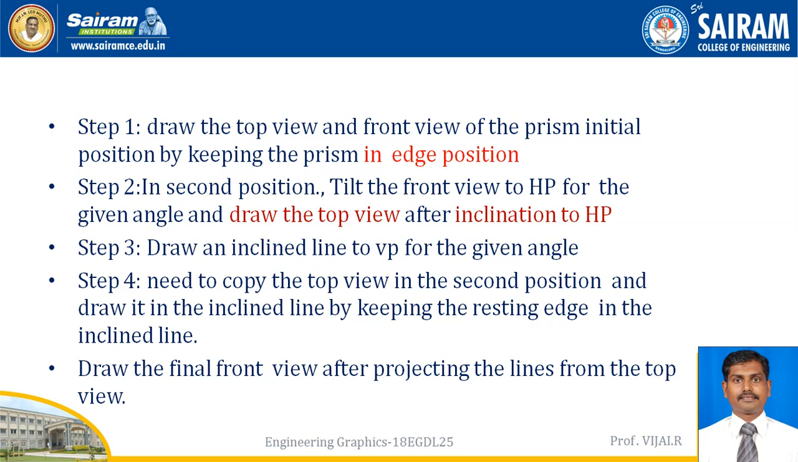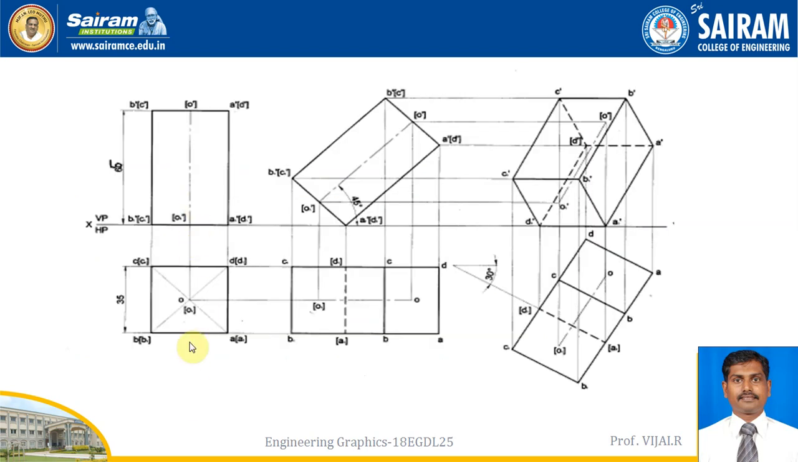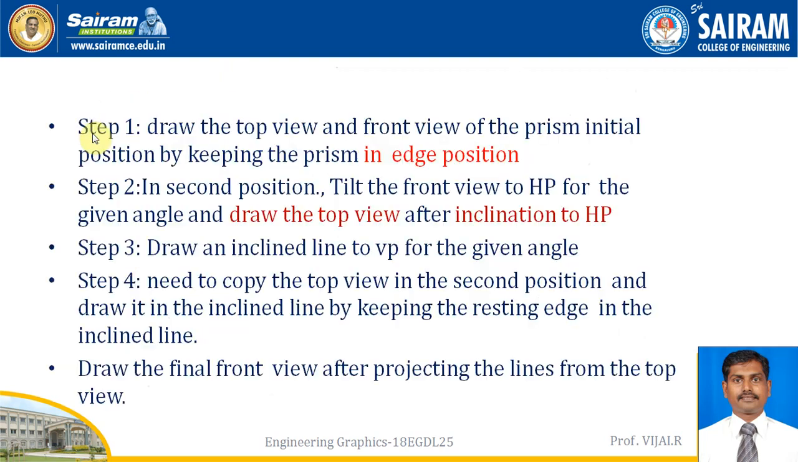First, how to draw? First, draw the top and front view of the prism. First, draw the horizontal XY line and VP, HP. We will do it and keep it in edge position. Okay, this is the first one. By keeping it in the edge position, draw the top view first and project this. We will get the front view. This is the first initial position we have to do.